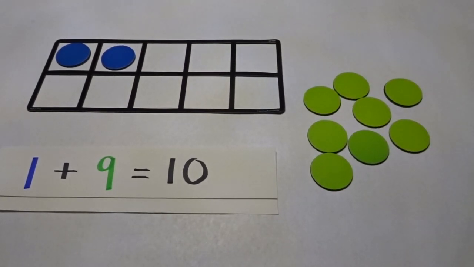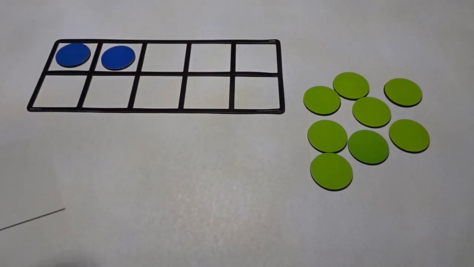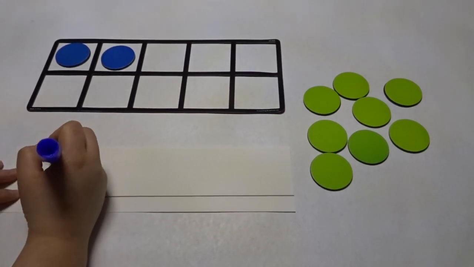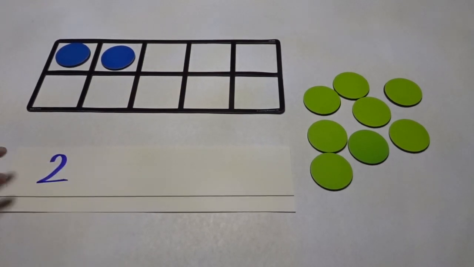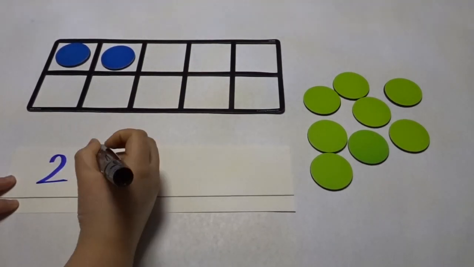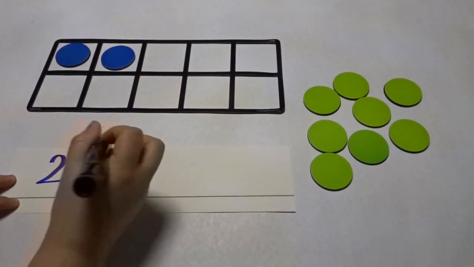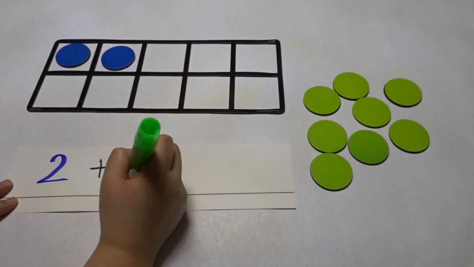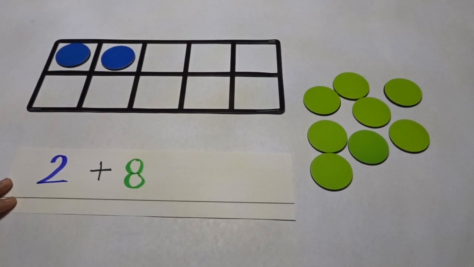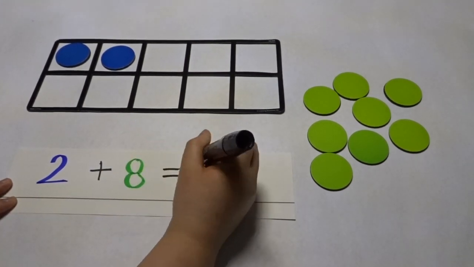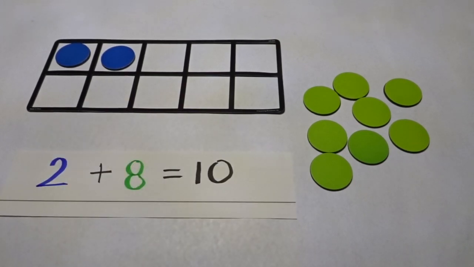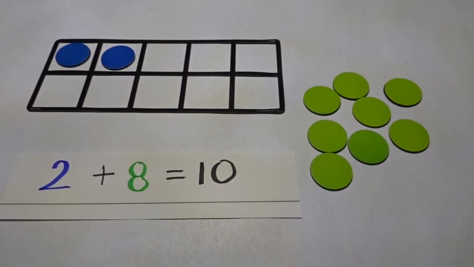How do we show this in an equation? There are 2 fireflies in the jar plus 8 fireflies still in the sky equals 10 fireflies all together. 2 plus 8 equals 10.